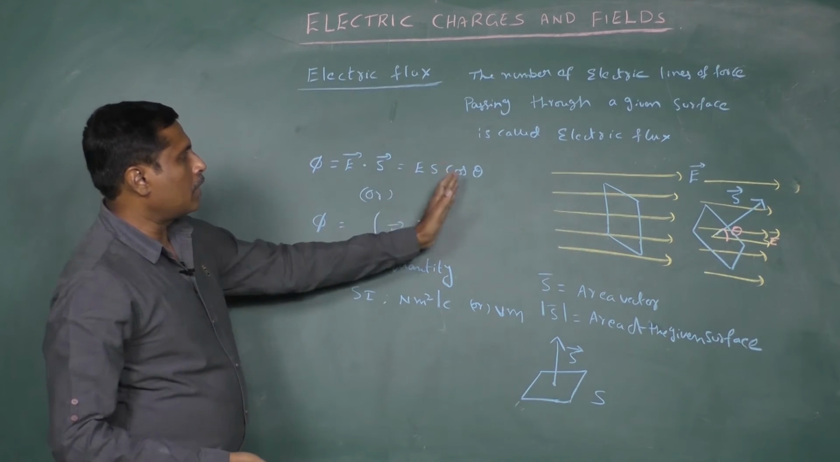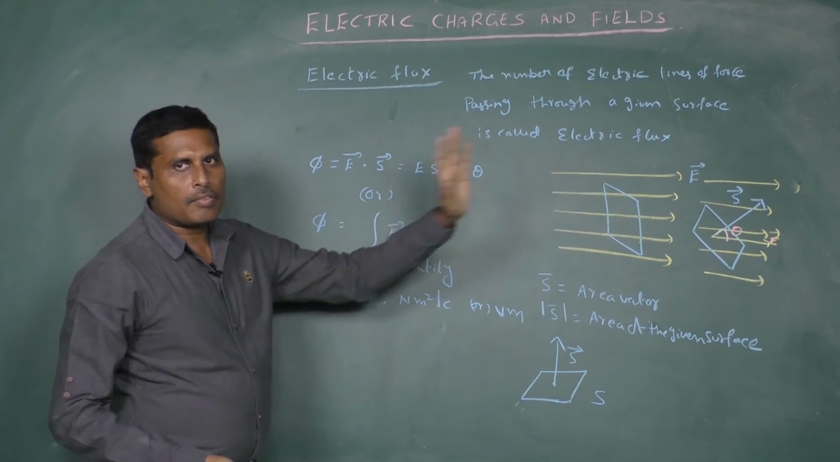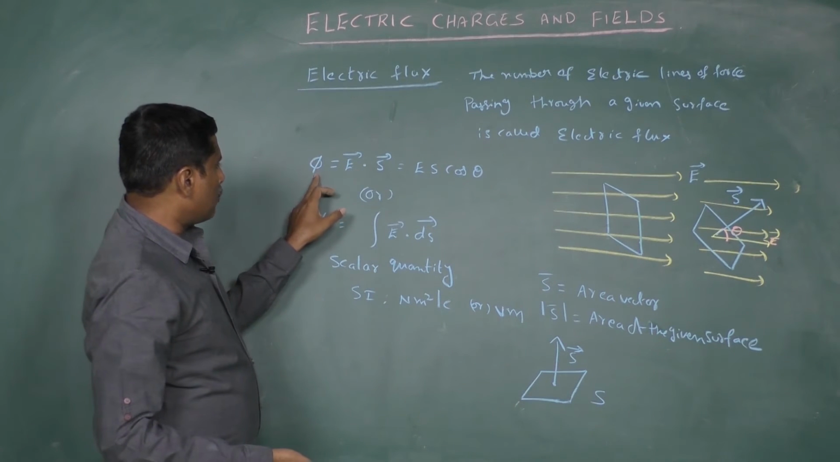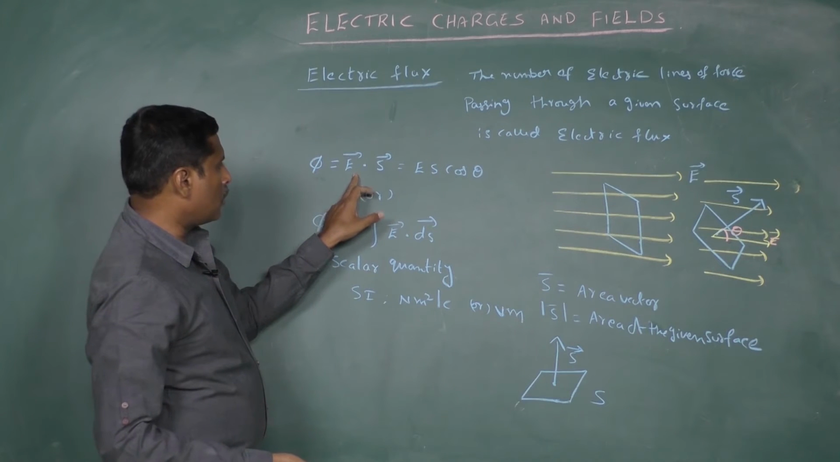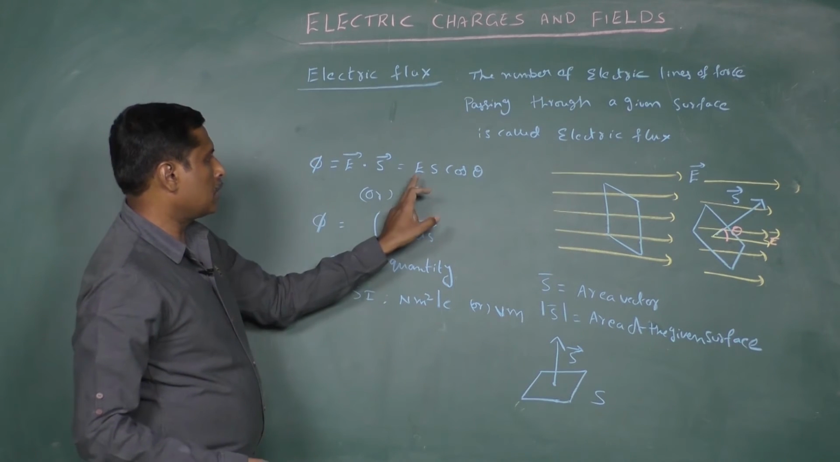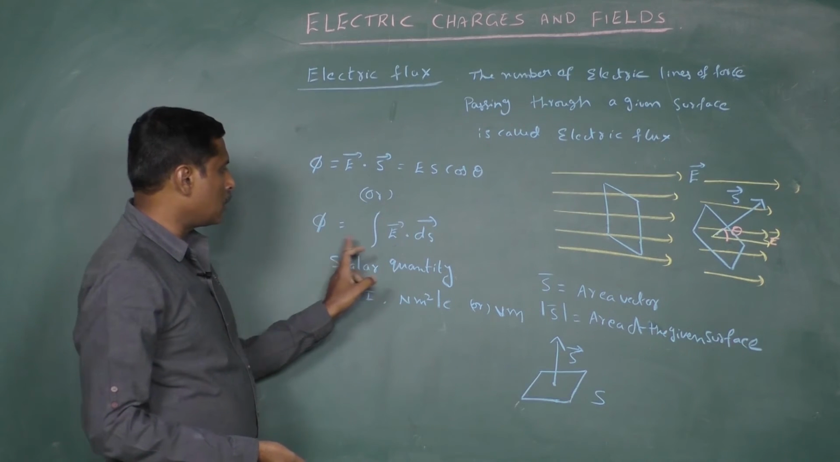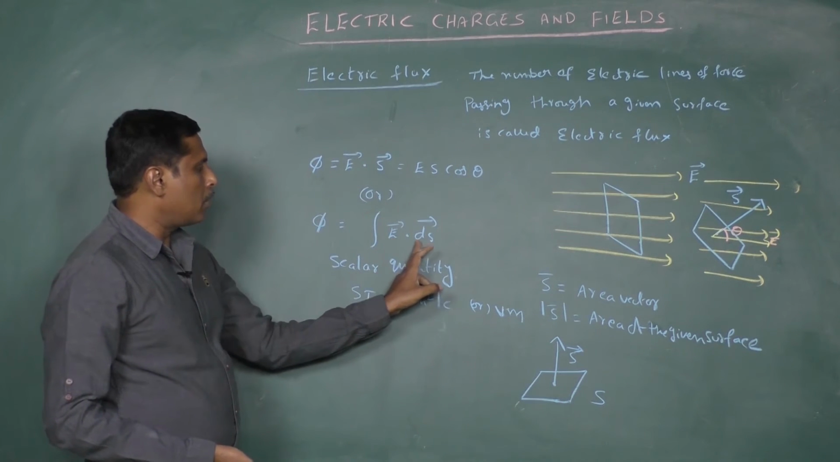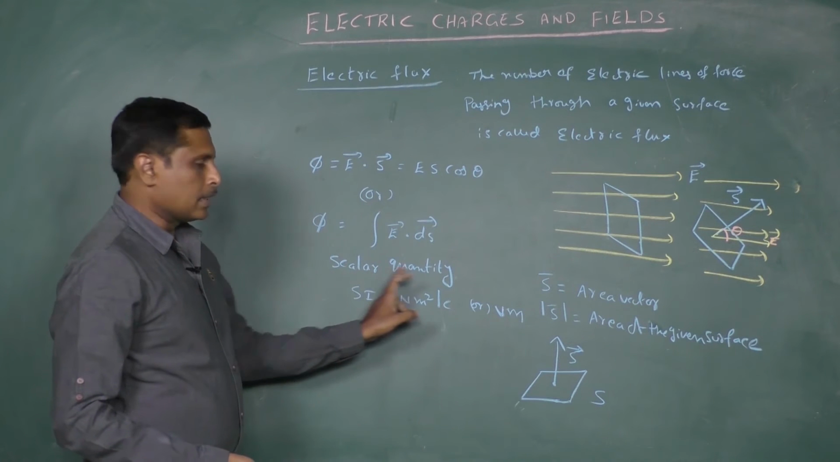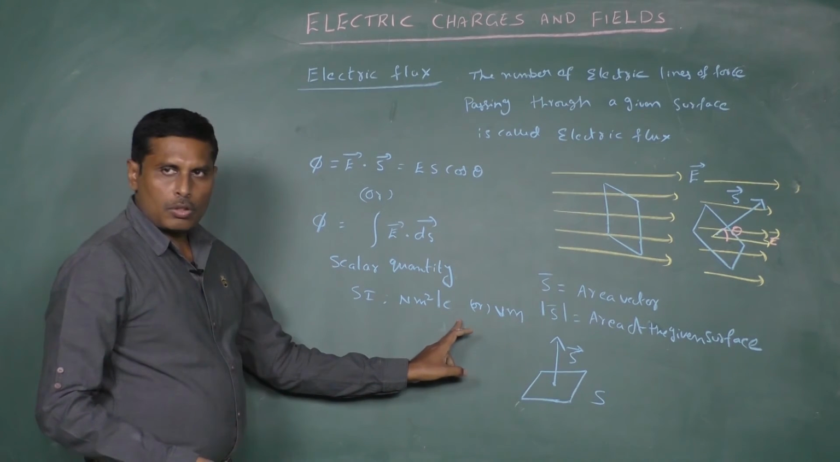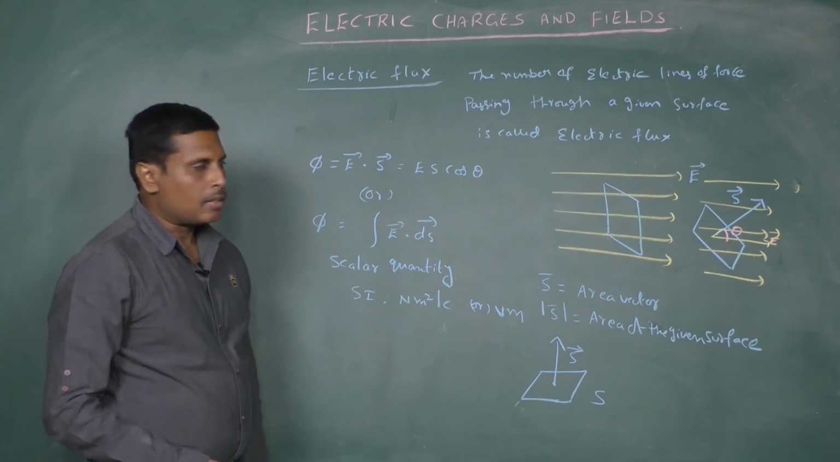So we can define electric flux as the number of electric lines of force passing through a given surface. We can express electric flux with the symbol phi as phi is equal to E bar dot S bar, that is equal to ES cos theta, or phi is equal to the integral of E bar dot dS bar. It is a scalar quantity, and its SI unit is newton meter square per coulomb or volt meter.